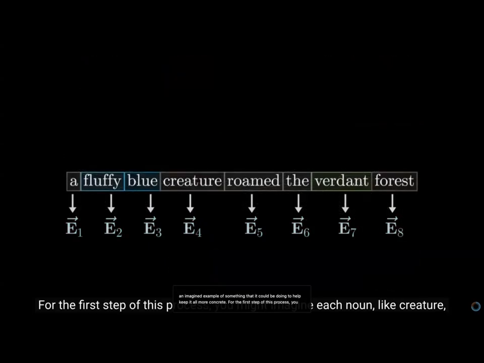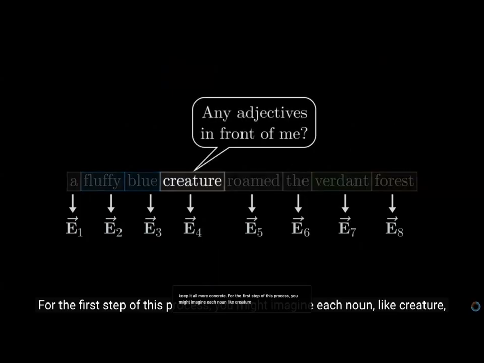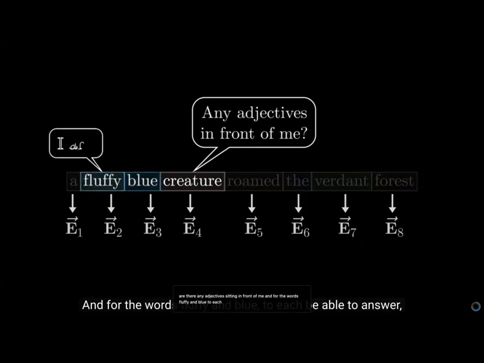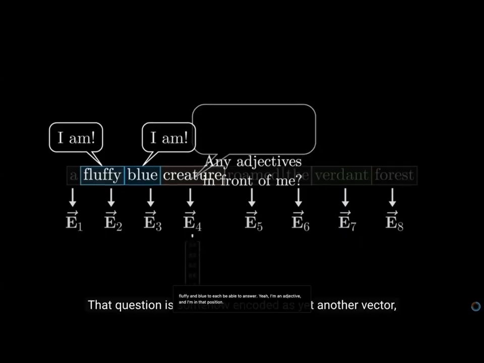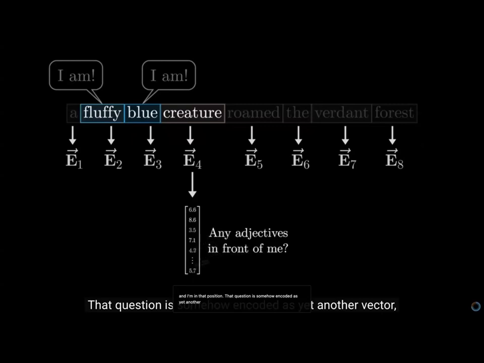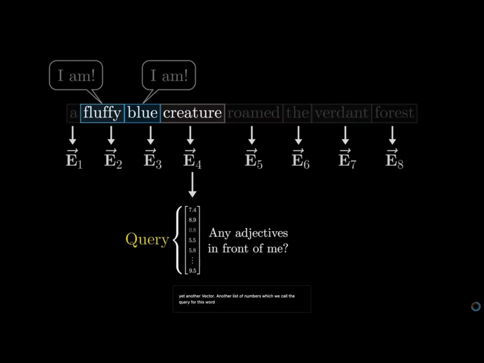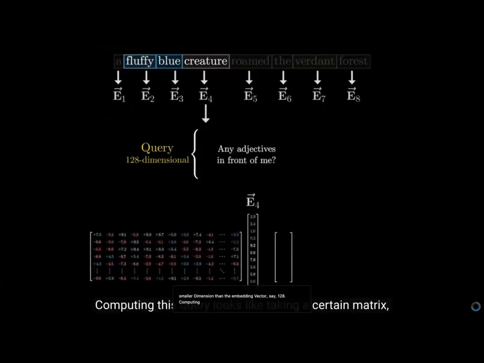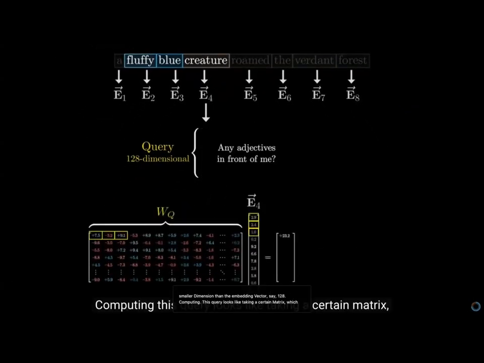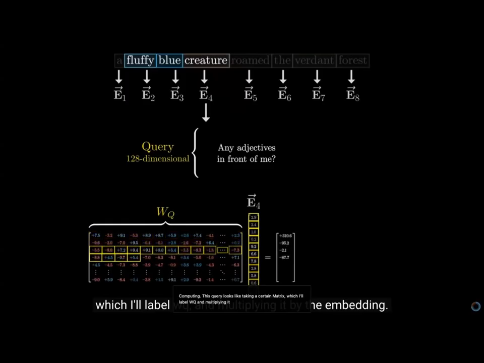For the first step of this process, you might imagine each noun, like "creature," asking the question, "Hey, are there any adjectives sitting in front of me?" And for the words "fluffy" and "blue" to each be able to answer, "Yeah, I'm an adjective and I'm in that position." That question is somehow encoded as yet another vector, another list of numbers, which we call the query for this word. This query vector, though, has a much smaller dimension than the embedding vector, say 128. Computing this query looks like taking a certain matrix, which I'll label W_Q, and multiplying it by the embedding.